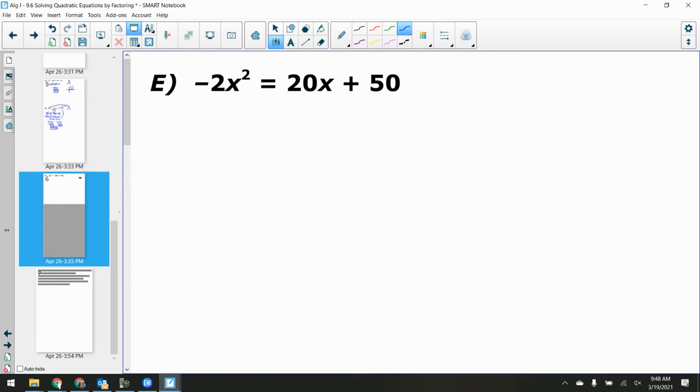What's the easiest way to get this into standard form? Do we all agree that this is not in standard form? Right. Eddie, what's the easiest way? Could I have subtracted the 20x and subtracted the 50? Sure, but it's easier if you just make it positive. I add the 2x squared over to the other side. So now this is going to be 0 is equal to... does it matter where the 0 goes? Nope. Could go on the left side, could go on the right side, doesn't matter. So we got 0 is equal to 2x squared plus 20x plus 50.